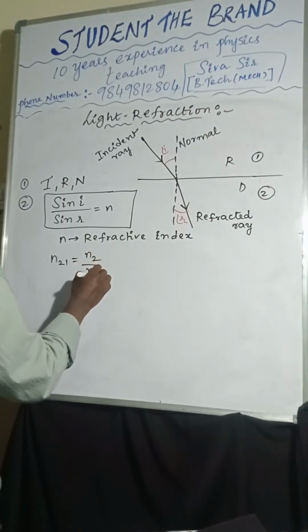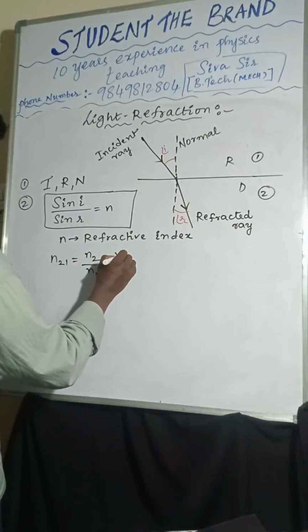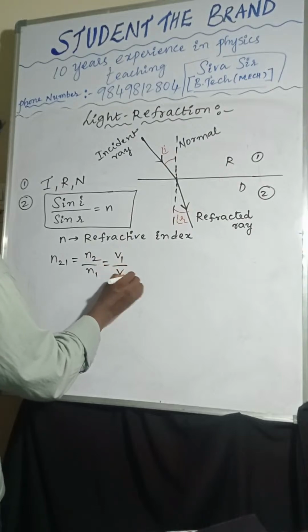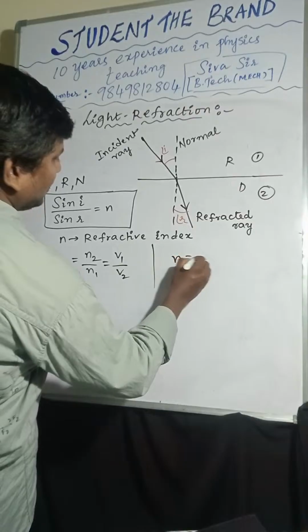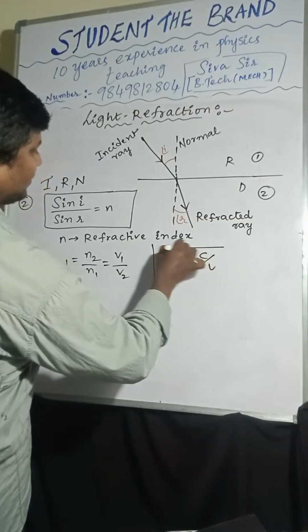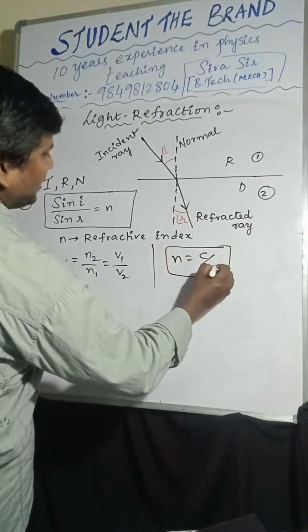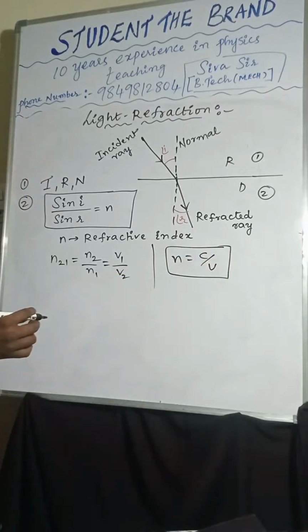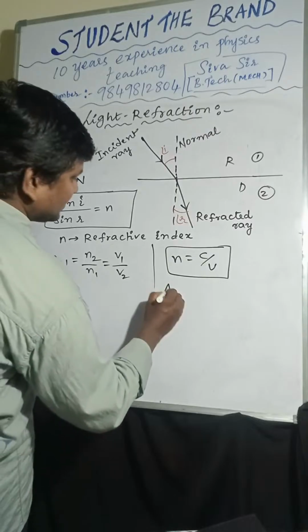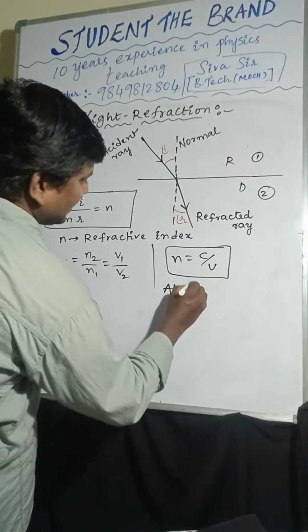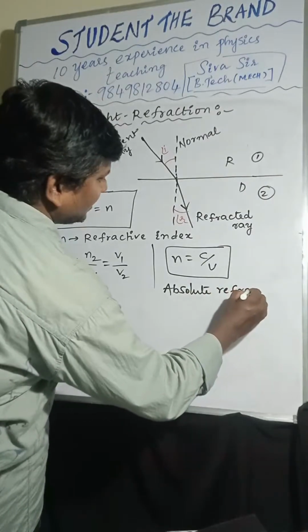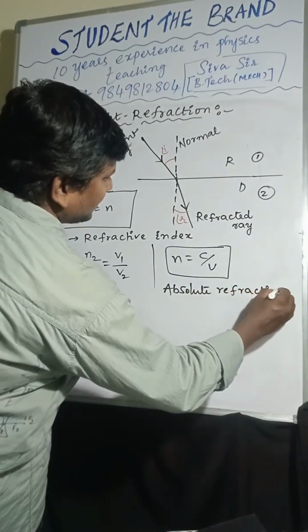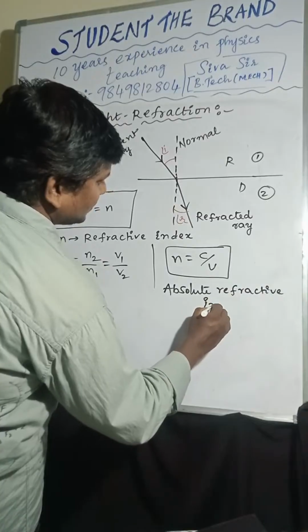That is nothing but V1 by V2. So why are we taking this? The normal refractive index, N equal to C by V, that is, speed of light in vacuum by speed of light in medium. That is called the absolute refractive index.